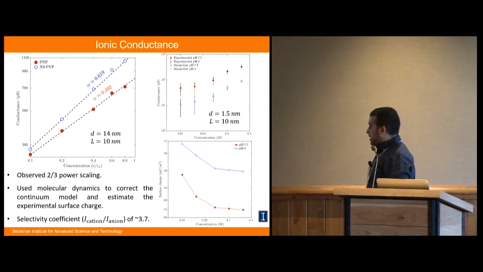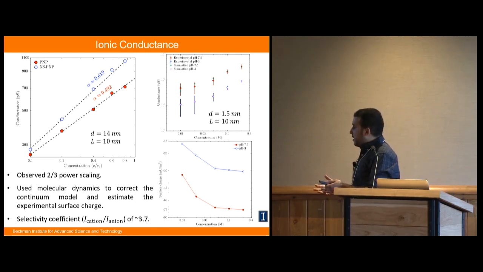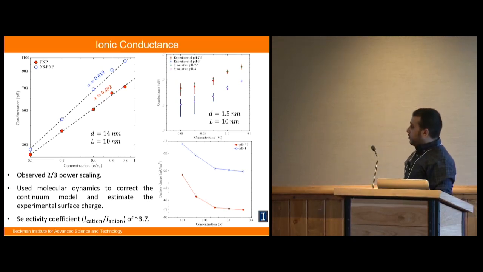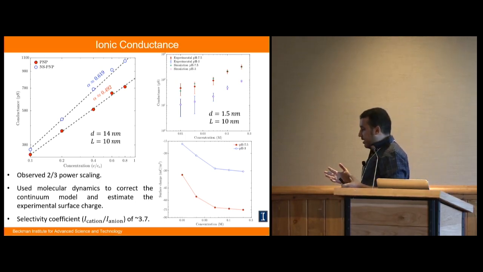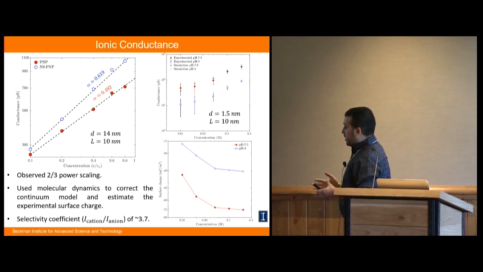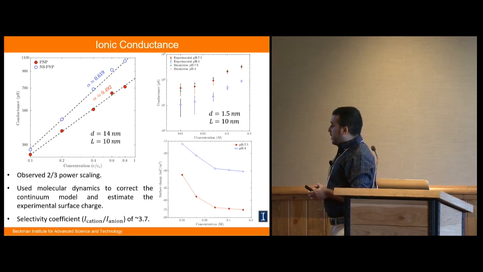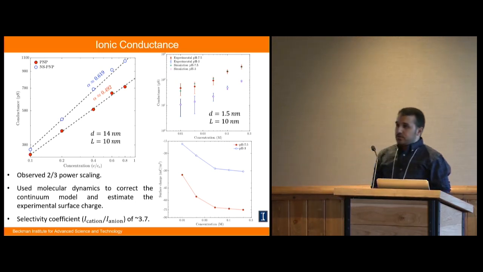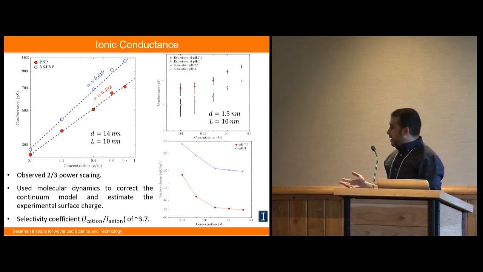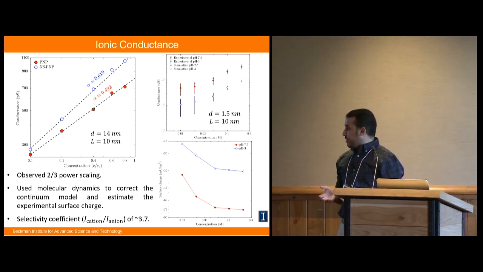To cross-validate our continuum accuracy with the experiment, we calculated the selectivity coefficient, which is the ratio of the current produced by the cations to the current produced by the anions. We found it within the simulation to be 3.7, whereas in the experiment it was 3.9, which shows very good agreement.